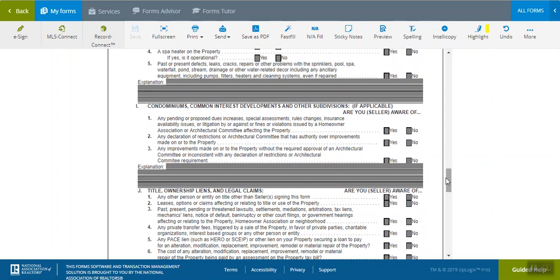The next part is marked "if applicable" because it asks questions on condominiums and common interest developments. If the property is a single-family residence with no HOA and no CC&Rs, then the seller skips over this part. Otherwise, they need to answer whether they are aware of any proposed dues increases, and whether anyone made any alterations without architectural committee approval. If any questions were answered yes, the seller needs to give an explanation.